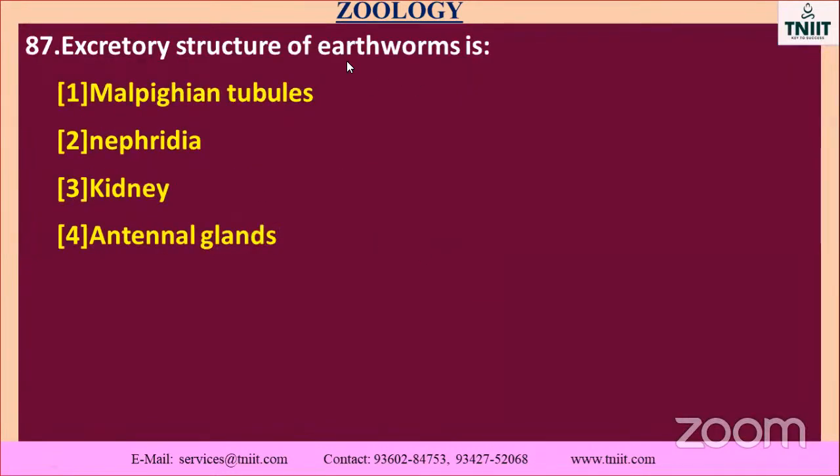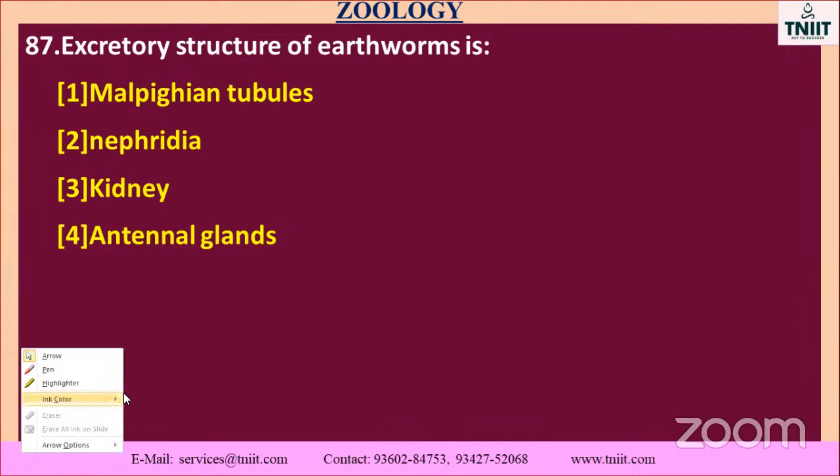And the excretory structure of earthworm. Is the earthworm excreted through Malpighian tubules? No, the cockroach excretes through Malpighian tubules. Nephridia, yes, it is the correct answer, because it has a nephron-like structure. So this option is the correct one.